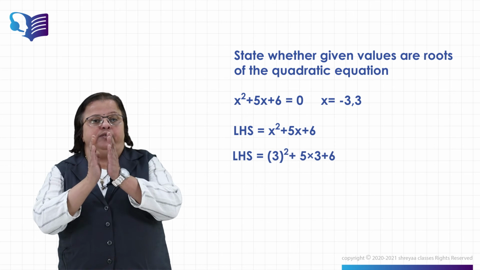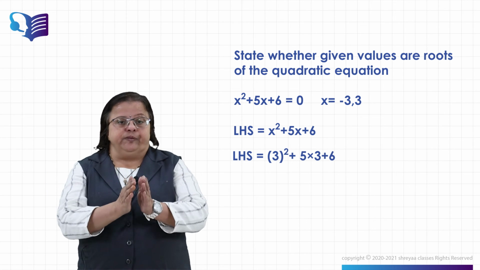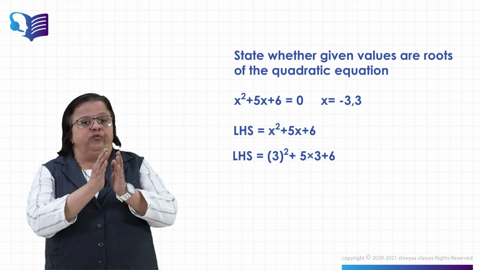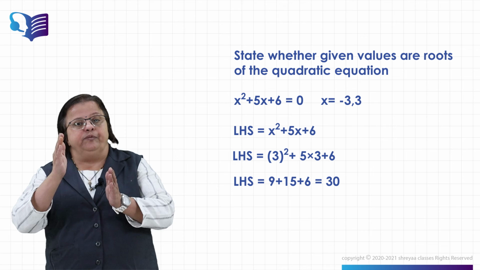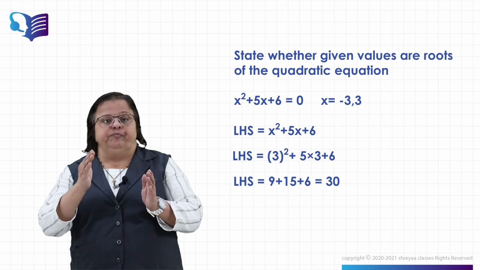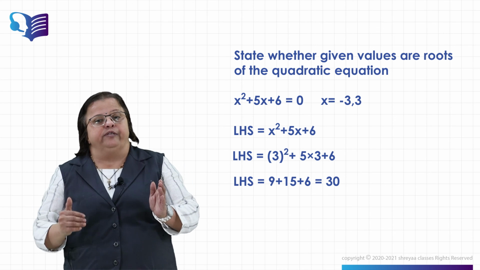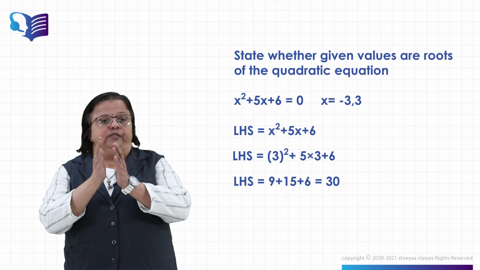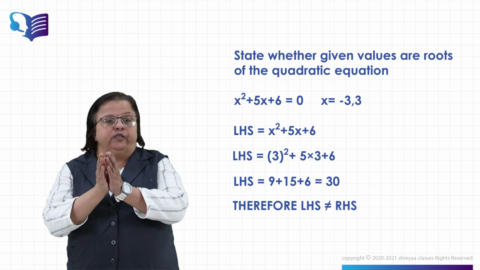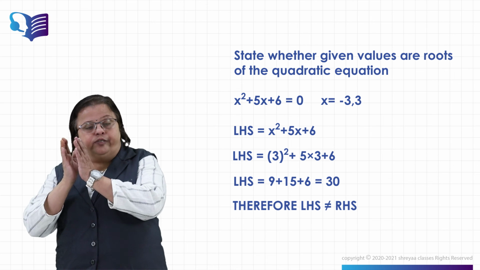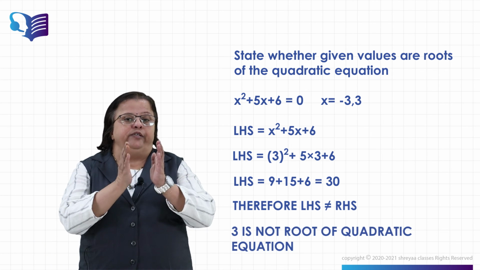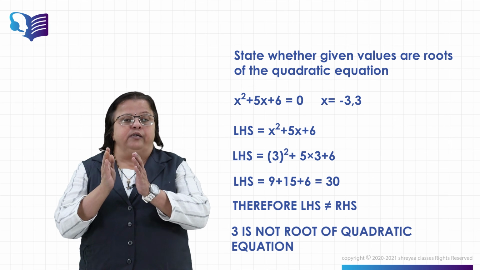Substitute x = 3 now. So it is 3² + 5 × 3 + 6. So LHS is equal to what? 3 squared is 9. 5 multiplied by 3 is 15, plus 6. So LHS is equal to 9 + 15 is 24, plus 6, which is equal to 30. Therefore the left hand side is equal to 30. That means the left hand side is not equal to the right hand side, because the right hand side is 0. Therefore we conclude that x = 3 is not a root of the quadratic equation.